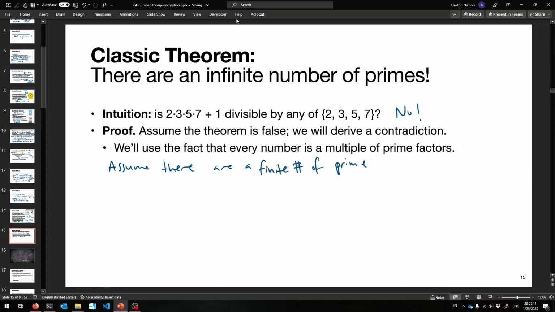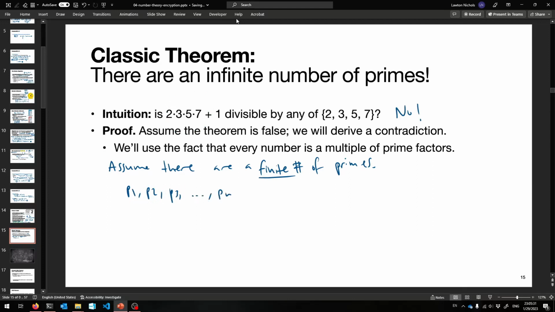And we're going to find a contradiction there. Obviously, we know there's an infinite number of prime numbers, but this is how you prove it. Assume there's a finite number. If there's a finite number of prime numbers, then you can list them all out, like 2, 3, 5, 7. Eventually the list ends, right? It's finite. P1, that's the first prime number, that's 2, P2, P3, all the way to Pn.